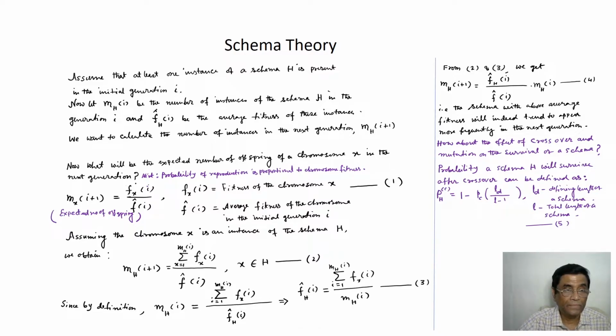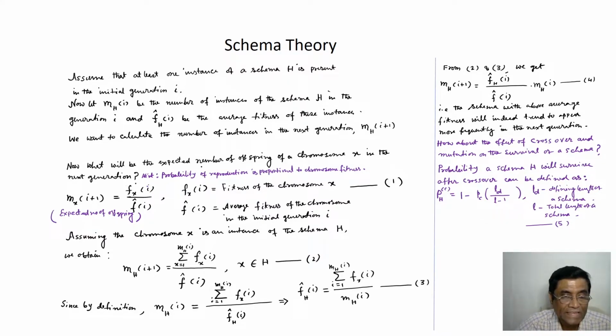You can calculate the average fitness of the instances, right? Now we want to calculate the number of instances in the next generation. So if m sub H i is the ith generation number of instances of a schema H, then m sub H i plus 1 is the number of instances of the schema H in the next generation, right? Now see how to calculate.